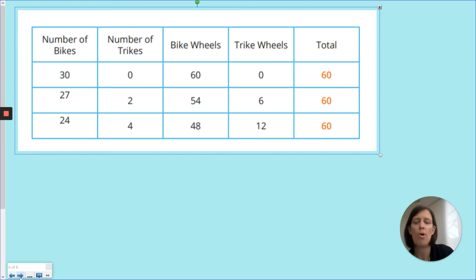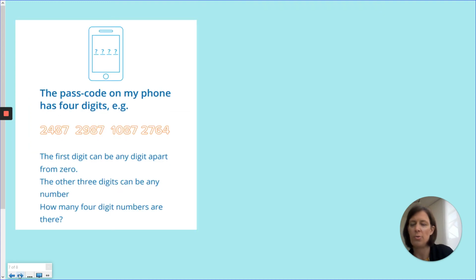Okay, so there's one more puzzle on here for today, or if you want to carry on with it later in the week, that's absolutely fine. So the last one is a bit of a challenging one, so don't worry if you're finding it a little bit tricky or you don't want to have a go at that one this week, that's fine. Okay, so it's called Passcode problem.